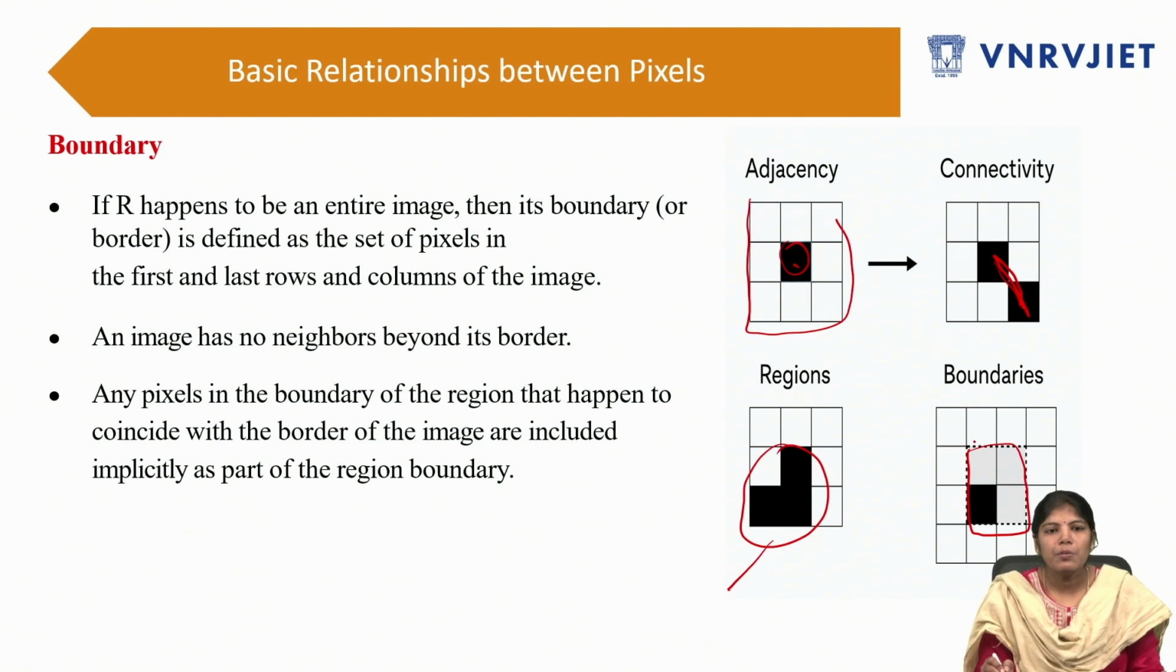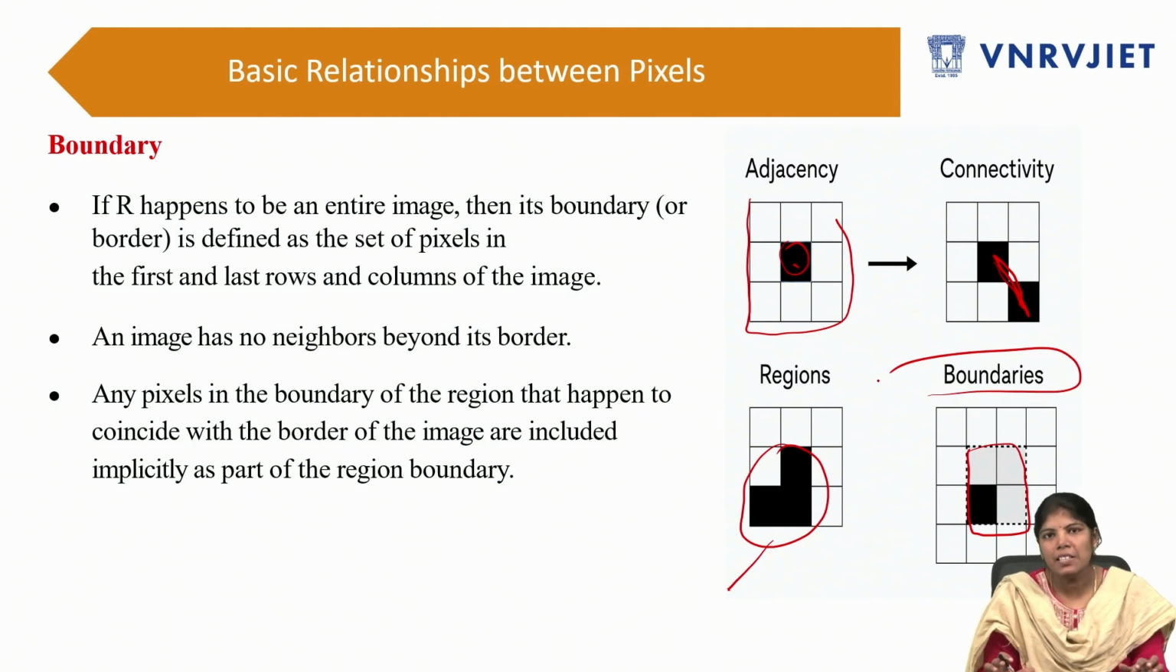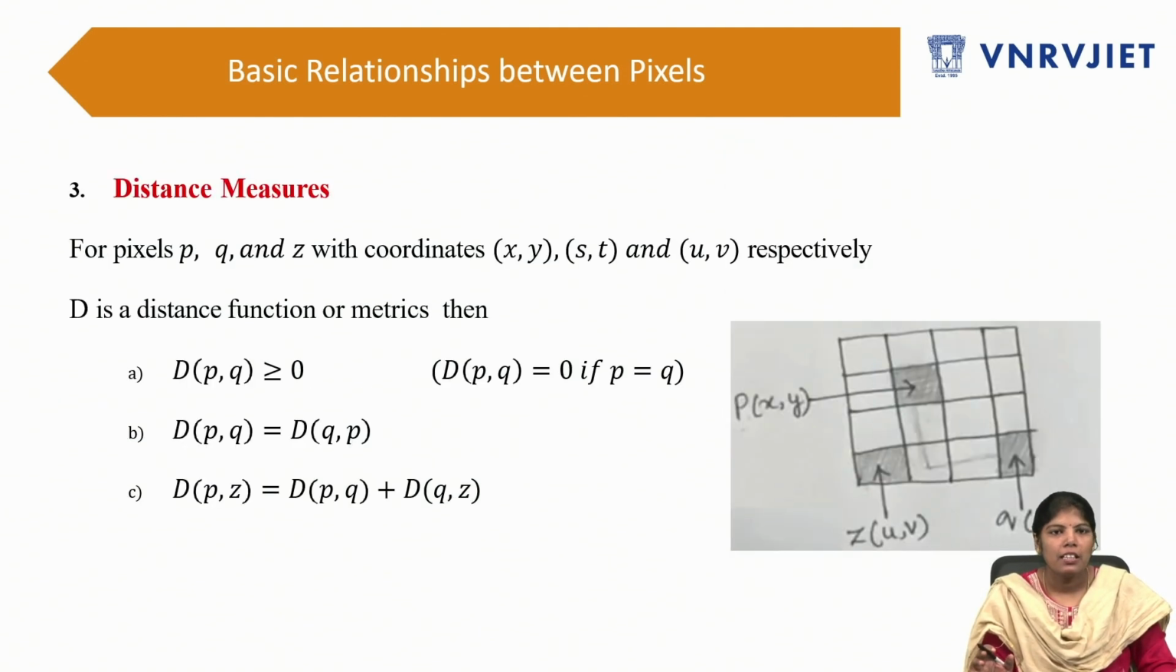Okay, so now you will get a clear idea of what adjacency, region, connectivity, and boundaries are. Adjacency is nothing but neighboring pixels, and connectivity is how the neighboring pixels are connected. A region is where similar pixels are together at a single place. This region is separated from the other region with the help of the boundaries. Okay, these are some basic definitions of the image.